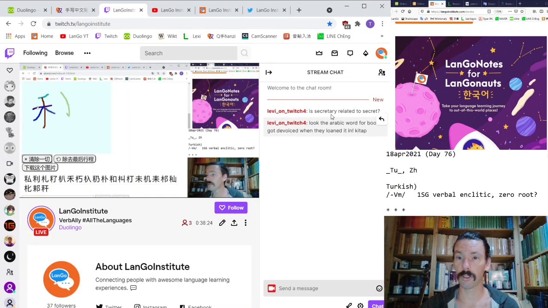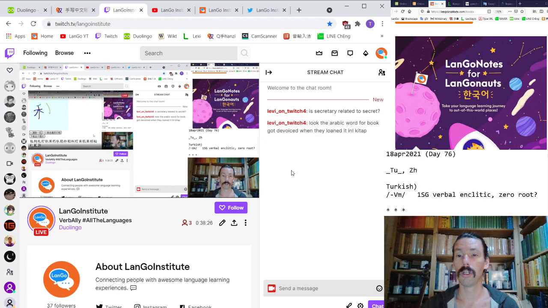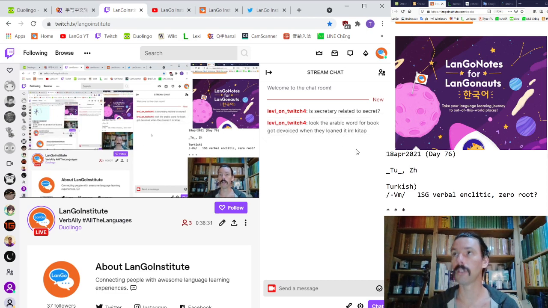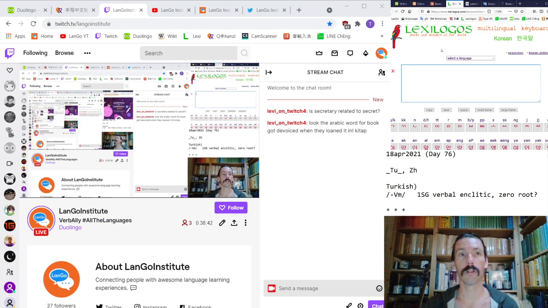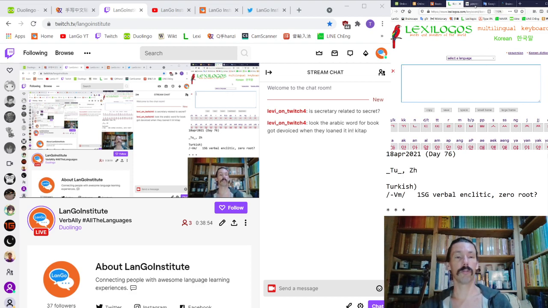Oh, there we go. Secretary related to secret, I believe so. Arabic word for book got devoiced when they loaned it. Kitab. Is it kitab? The book. Let's see. Would not have been a B because Arabic lacks a P, rather. Arabic lacks a P. So yeah, changed it. But what's the accusative suffixed form?